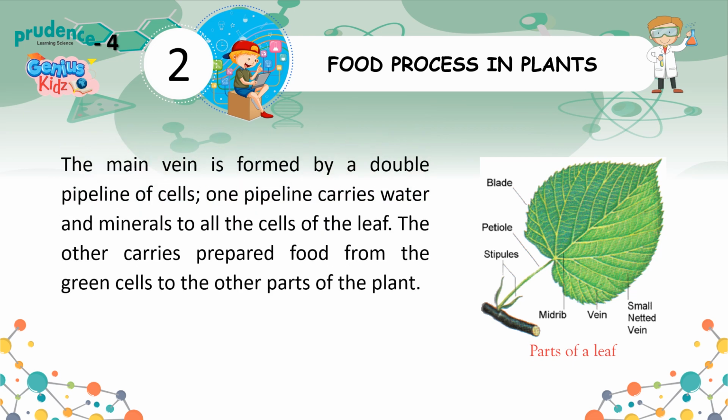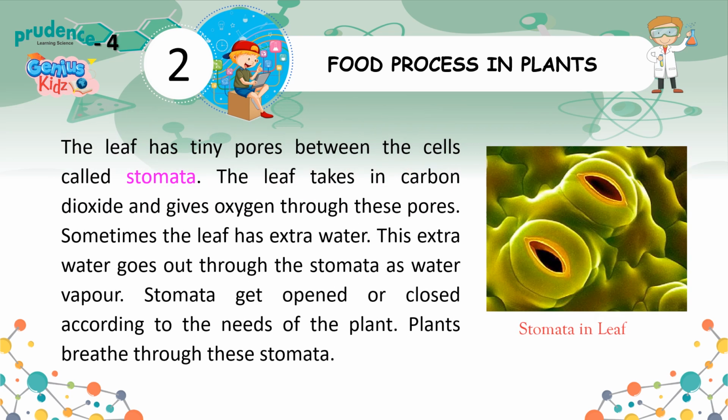The main vein is formed by a double pipeline of cells. One pipeline carries water and minerals to all the cells of the leaf. The other carries prepared food from the green cells to the other parts of the plant. The leaf has tiny pores between the cells called stomata. The leaf takes in carbon dioxide and gives out oxygen through these pores.